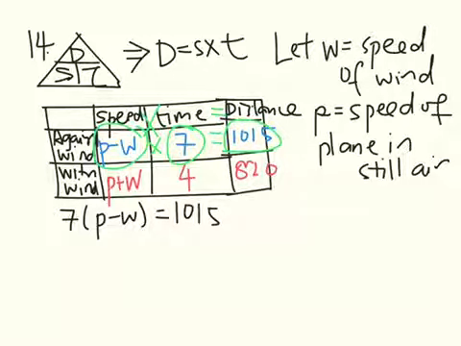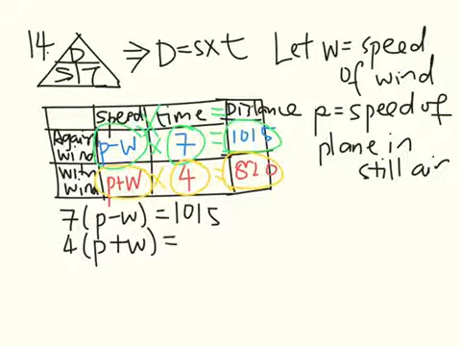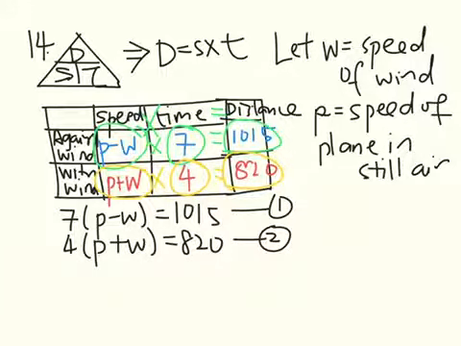For the second equation, with the wind, this is the speed, this is the time, and speed times time gives me the distance. So the second equation will be 4 times (P plus W) equals 820. So now I have these two equations and I need to solve them. You can solve with me, or you can pause and try on your own and see whether you get the correct answer. I'm going to continue solving.